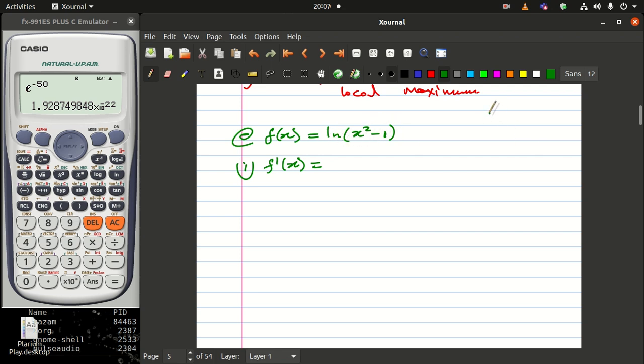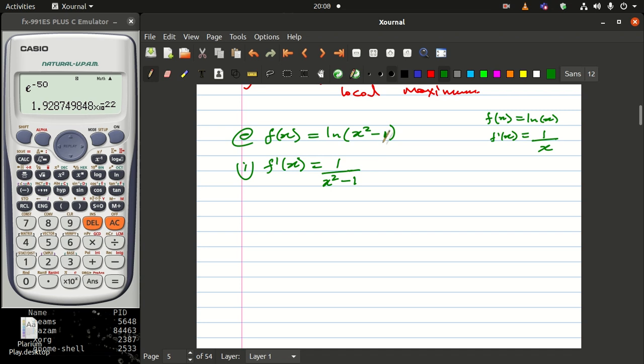So how do you take the first derivative of this function? We know that if, let's say, our f of x was equal to ln of x, the first derivative of this function was going to be 1 over x. That was going to be the derivative of this particular function. But now, instead of x, we have x squared minus 1.